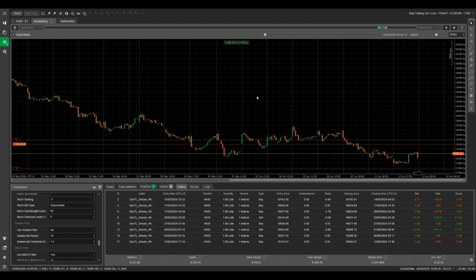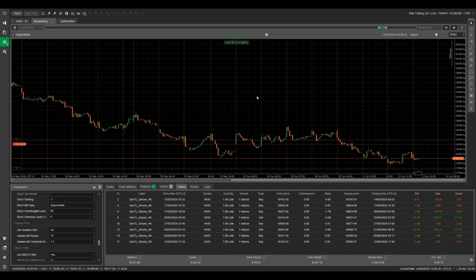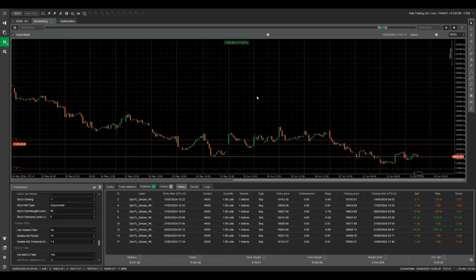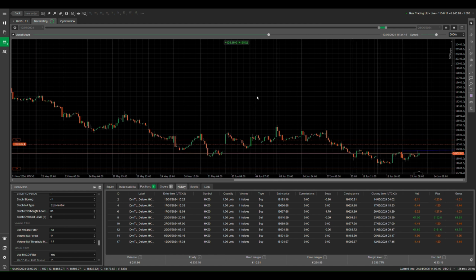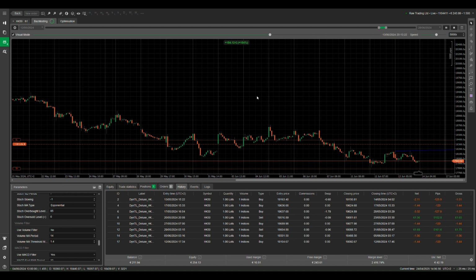Use initial ATR-based SL/TP. Description: if set to true, the initial stop loss and take profit levels are calculated based on the average true range, ATR, value at the time of entry, multiplied by the respective multipliers below. Overrides fixed SL/TP values. Default, false.